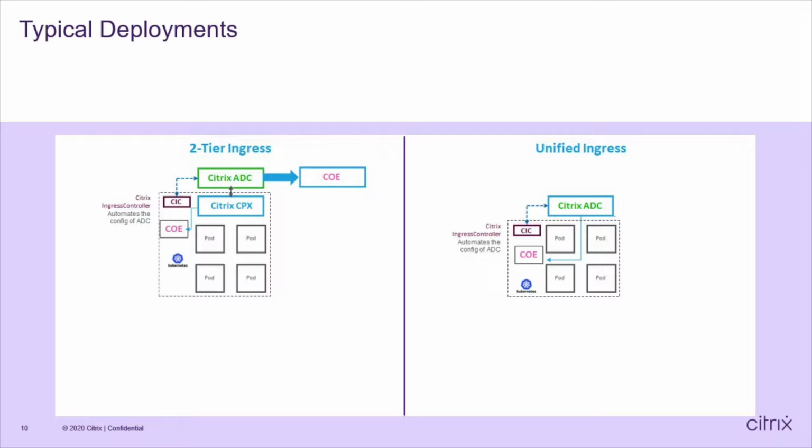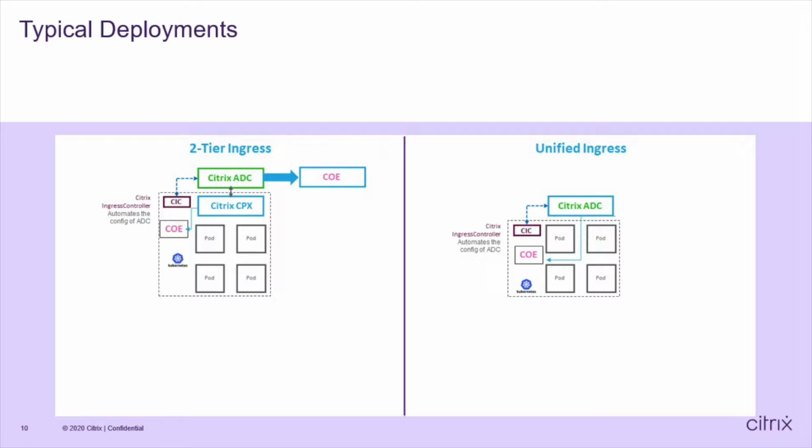Here we will see two typical cloud deployments. One is the two-tier ingress, where we have the Citrix ADC, generally in the VPX form factor, serving your applications' north-south traffic, and the second tier ADC, generally in CPX form factor, acting as an ingress gateway to your microservice applications, serving the east-west traffic.